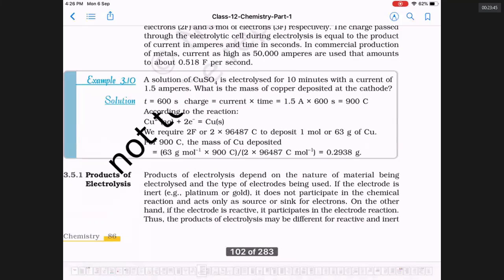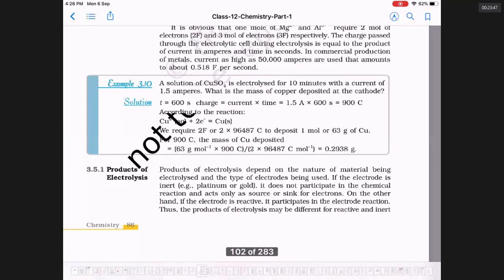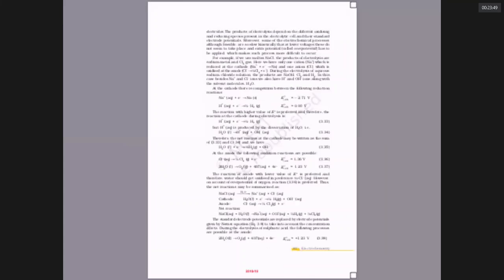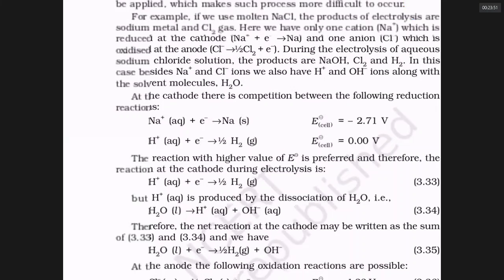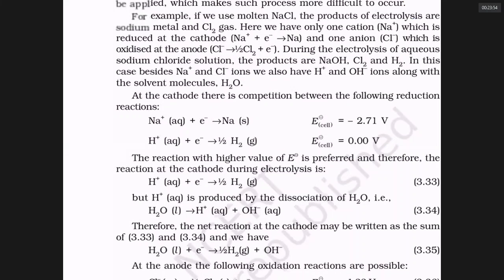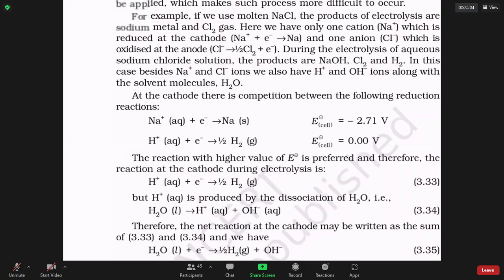Here my main interest is to talk to you about the products of electrolysis. The product of electrolysis depends on certain things. What is the nature of the electrolyte? In the electrolyte, what type of ions are available? Secondly, what is the nature of the electrode? Thirdly, what is the concentration of the electrolyte? First thing, nature of ions.